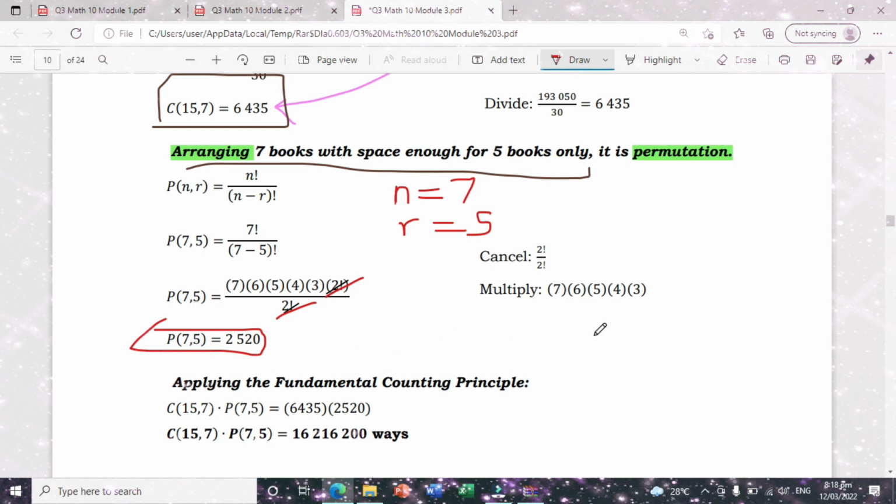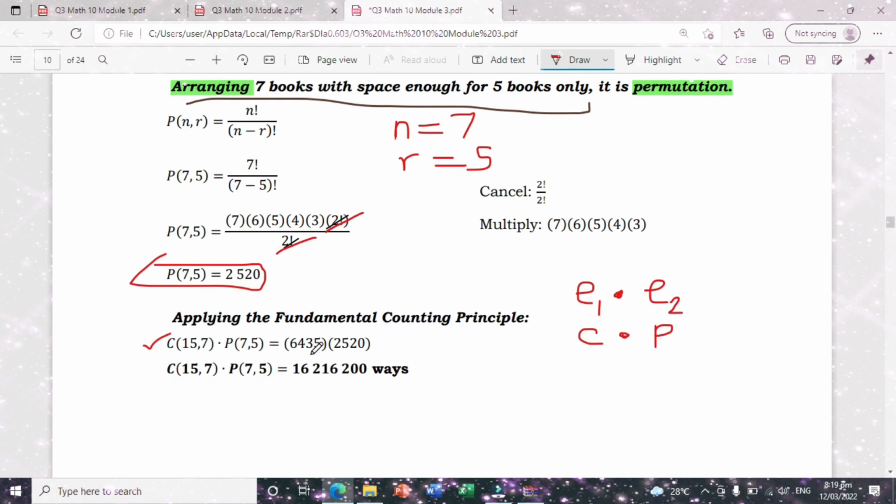So, once again, may dalawa tayong event. Event 1, tapos event 2. So, by fundamental counting principle, i-multiply natin yan. So, yung event 1 natin, yung combination kanina, i-multiply natin sa permutation kanina. So, yun. Ito yung magiging solution natin. So, if you're going to multiply ito lahat, this would give us 16,216,200 ways. Okay?